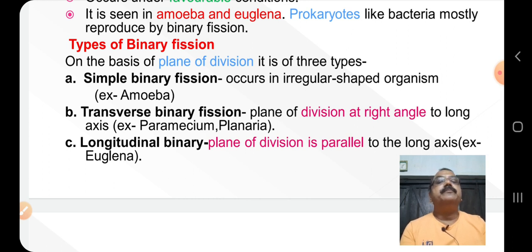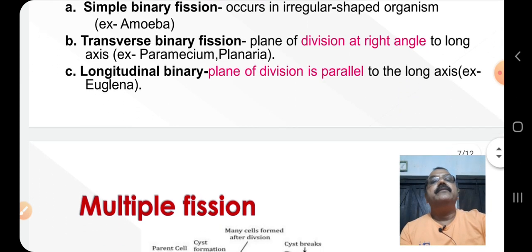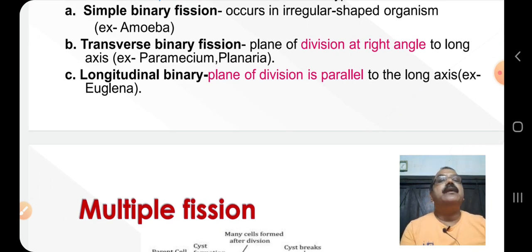In case of transverse binary fission, the division occurs at right angle to the long axis, found in case of paramecium and planaria. In longitudinal binary fission, plane of division is parallel to the long axis as seen in case of euglena.